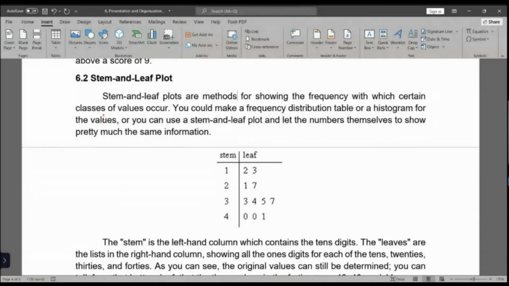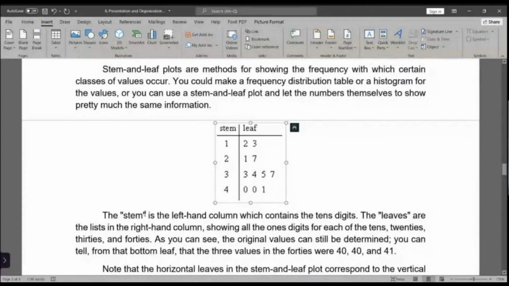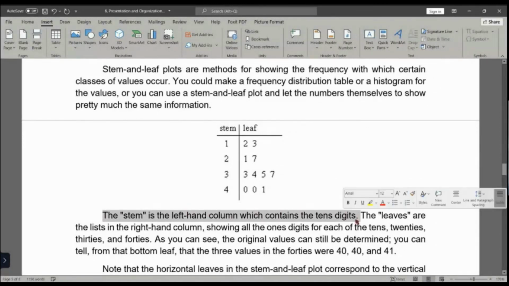Okay. And this is how the stem and leaf plot looks like. So how to interpret this? The stem is the left-hand column which contains the tens digit. So this would be the 10s, 20s, 30s, and 40s. If in case you have hundreds of values, then your stem would be the tens and the hundreds. If you have thousands values, isasama nyo yung thousands digit kay stem. Okay, depende yun sa given.